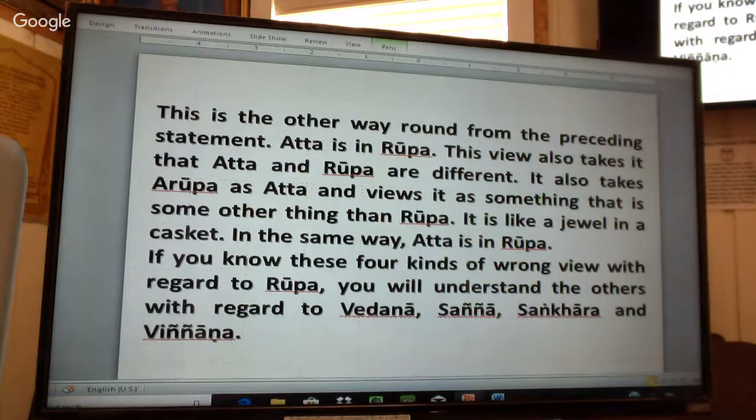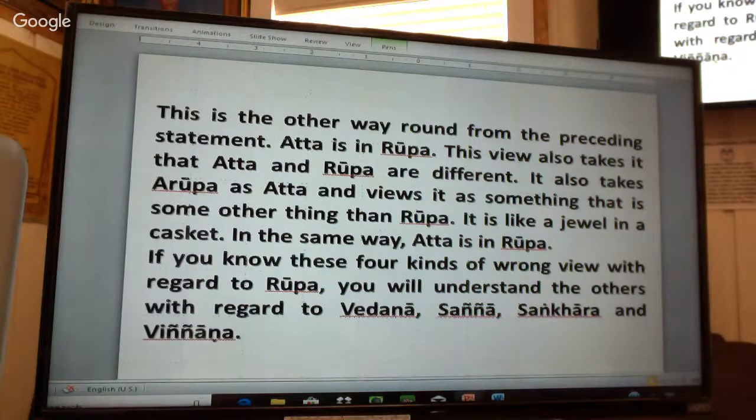They think like this. Here we discuss only rupa, but you should understand the other aggregates too: the feeling aggregate, the perception aggregate, the mental formation aggregate, and the consciousness aggregate also. We need to apply it like this. So it also takes arupa as atta view, something that is another thing than the rupa.